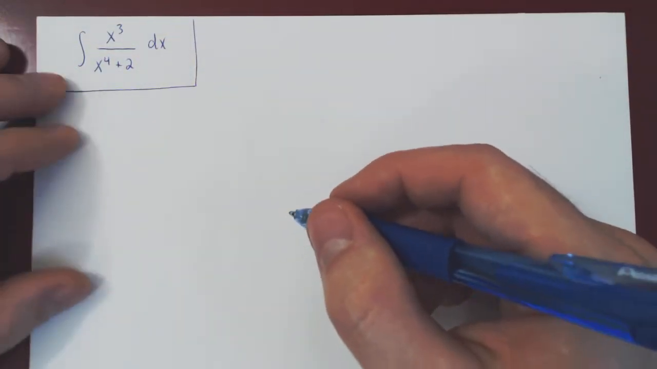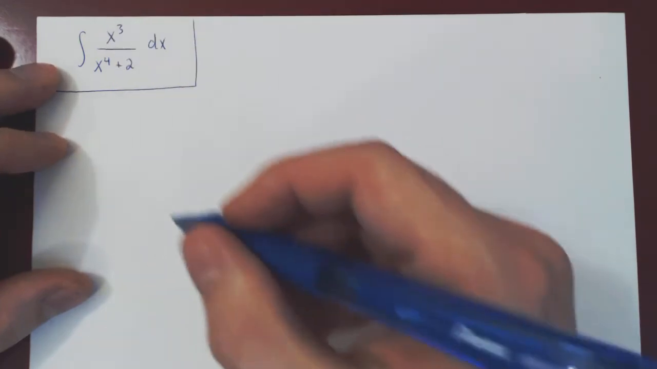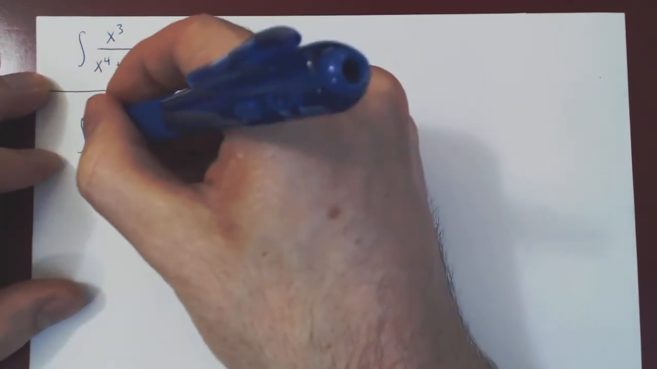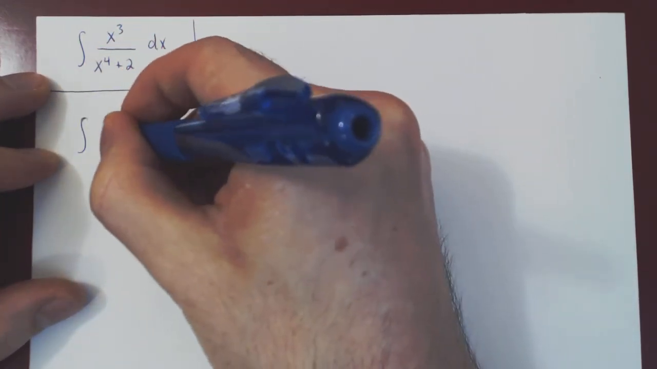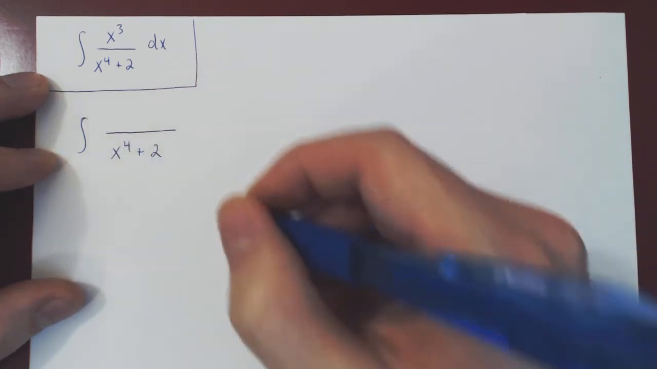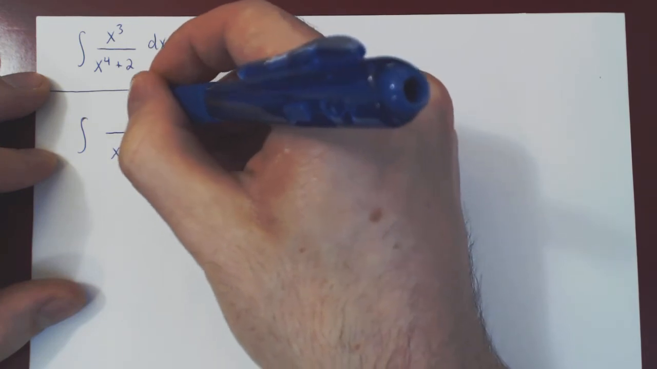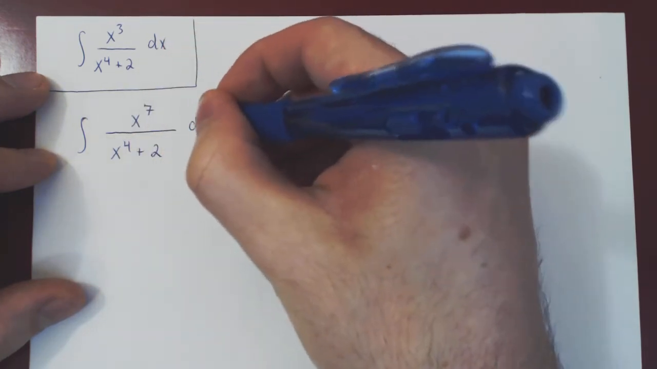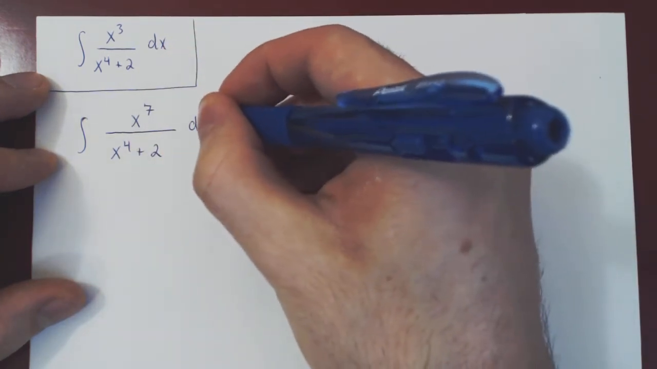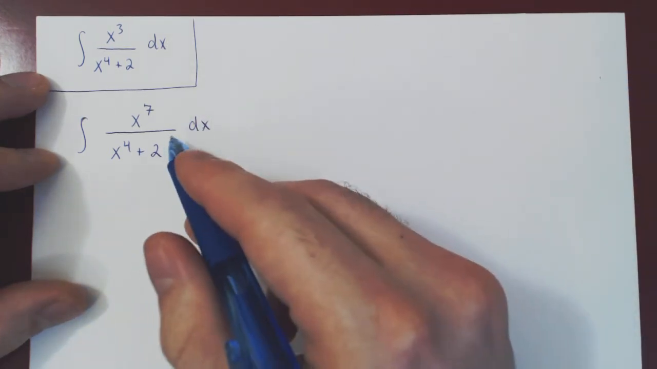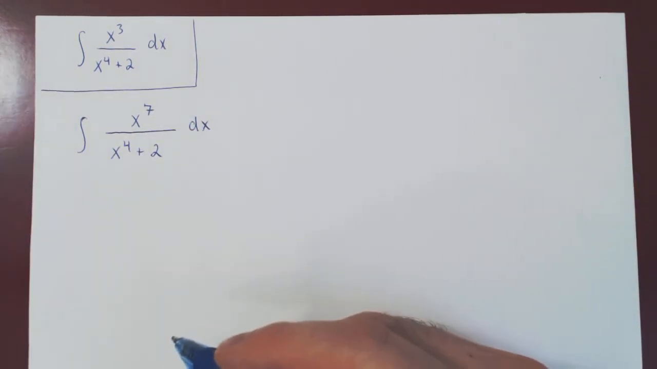And now what if I just change the x cubed on top? I will leave everything else the same. So over x to the 4 plus 2, but I will change the x cubed for an x to the 7. Same question, of course, find this integral.